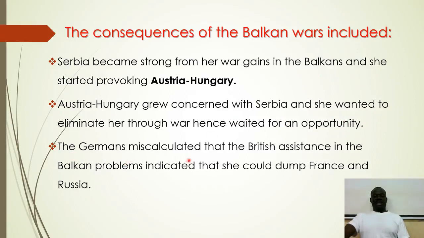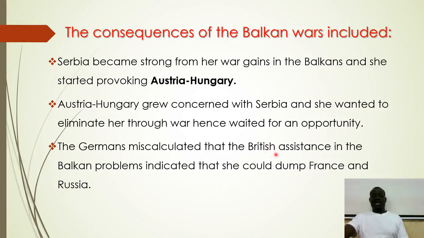The Germans miscalculated that British assistance in the Balkan problems indicated that Britain could dump France and Russia. The Germans miscalculated, thinking that with whatever was happening in the Balkans, because of Russia being concerned with the Balkans, Britain was going to dump their assistance or their relationship with France as well as Russia. But that did not happen.